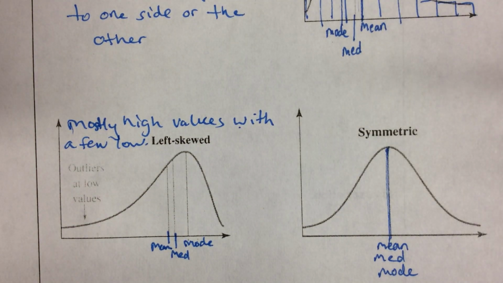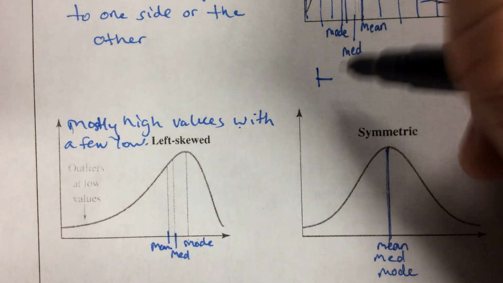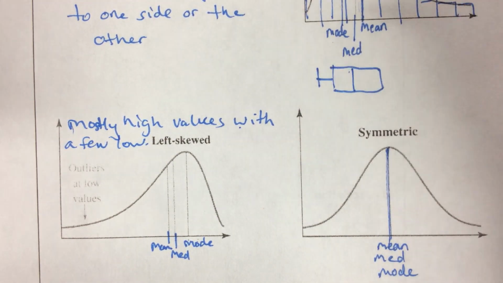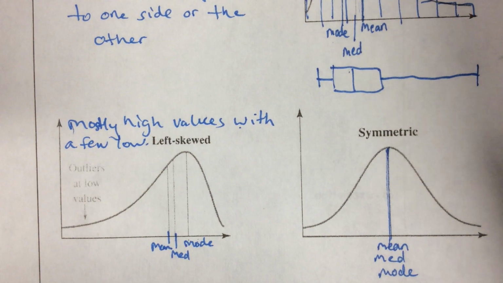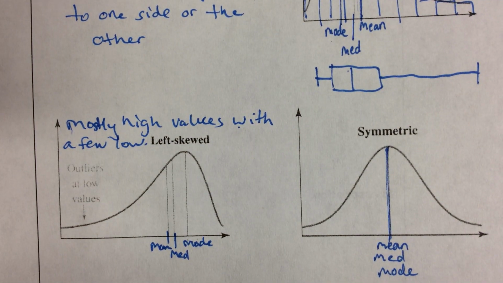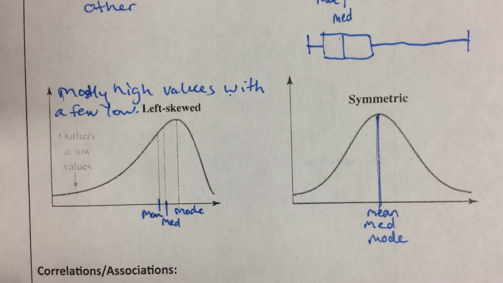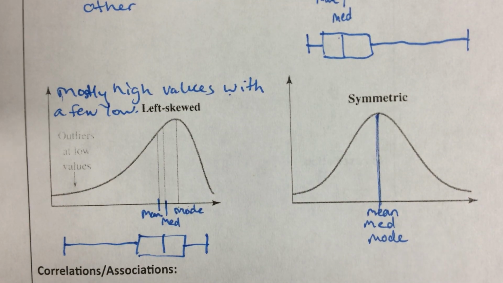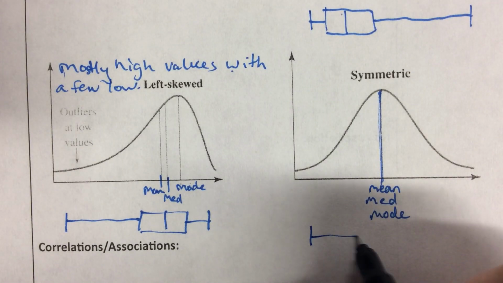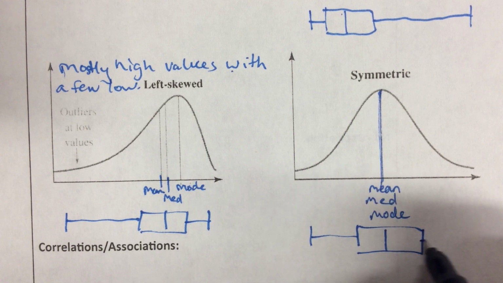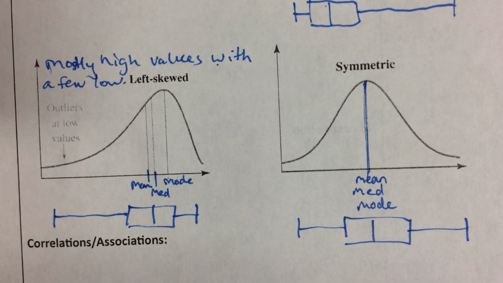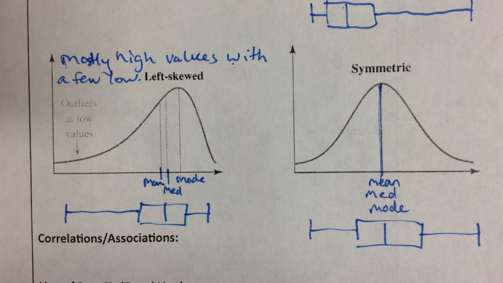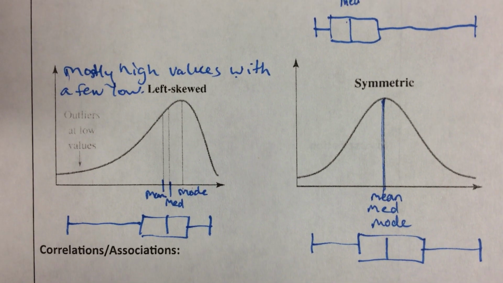If it was a box and whisker plot, it would be still, for the right skewed one, your box would be shifted to the left and there'd be a pretty long tail out to the right. For the left skew, your tail would be to the left, then your box and short whisker would be to the right. And symmetric, everything would kind of be spread out pretty evenly towards the middle. So that is our shape of our data.